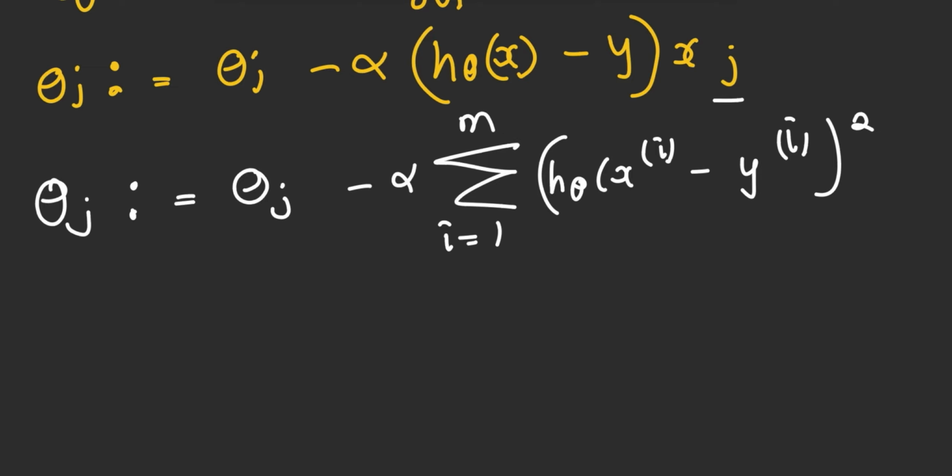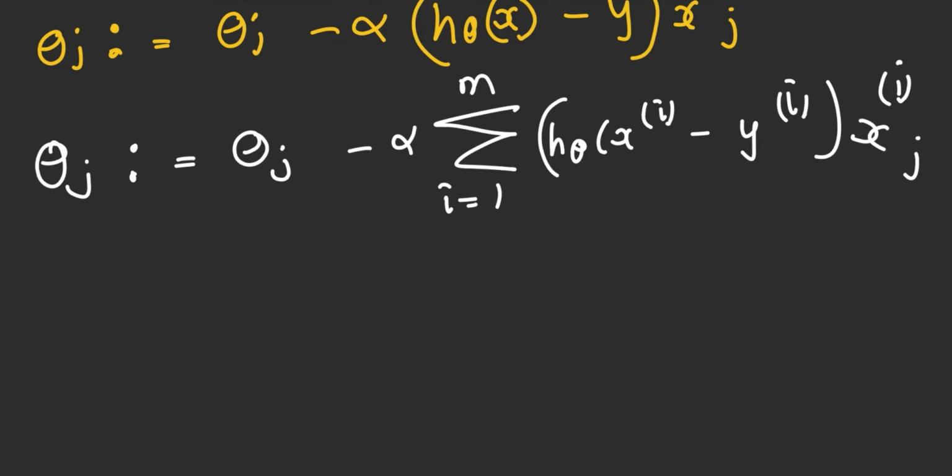This is xj. Sorry, I'm saying squared. This should not even be squared. This is supposed to be xj. Then you also put an i to indicate what training example you're using, so x1, x2, and stuff like that. So this is basically the rule that you're going to create.